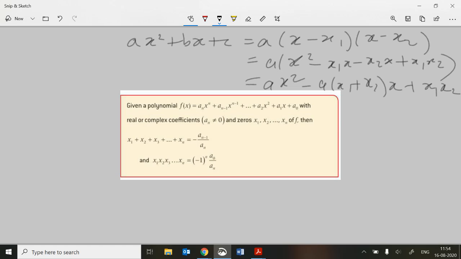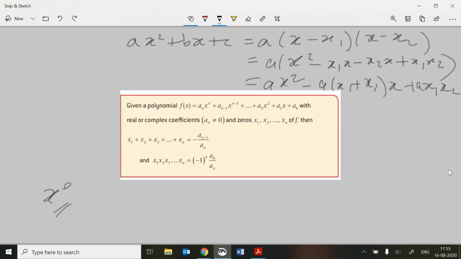Okay, so if we compare both sides here, let's compare the last term to start off with. So if we compare x to the power of 0, we can see that we're getting c is equal to x1 x2. Not true, because I'm missing something. I wonder if you can see my mistake here. I'm missing my a here. I forgot to multiply by my a there.